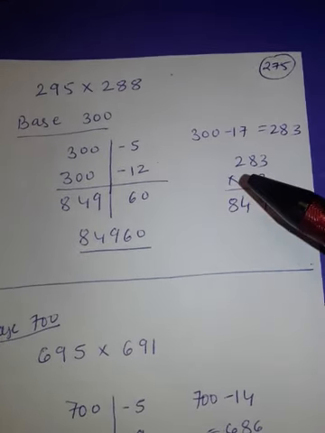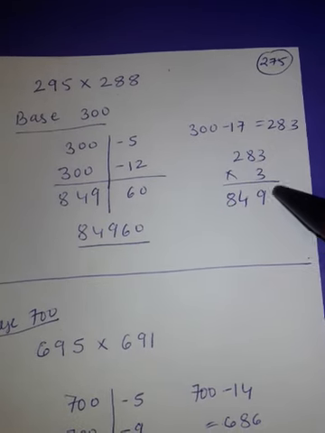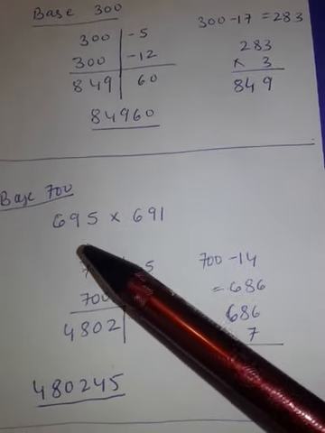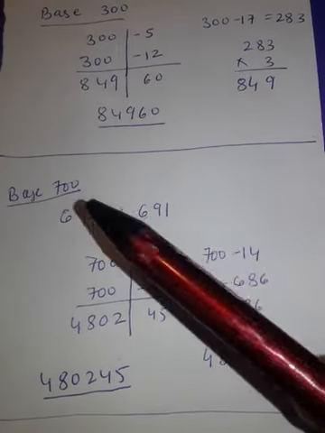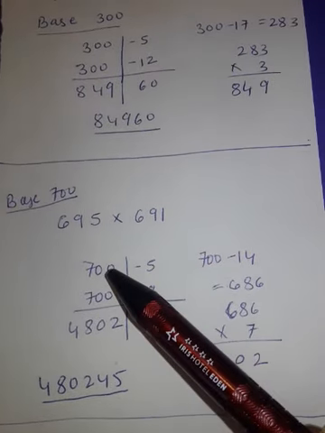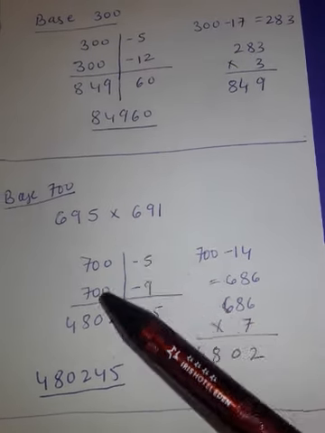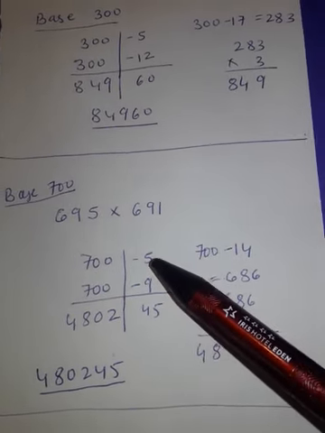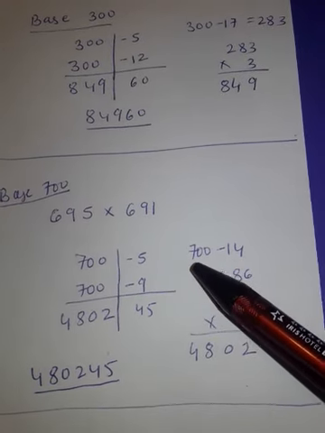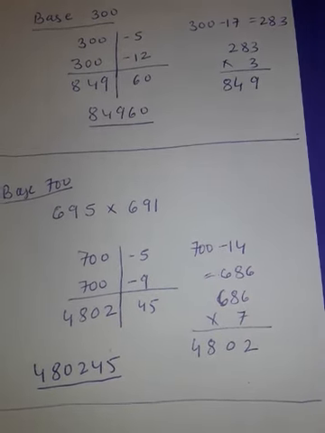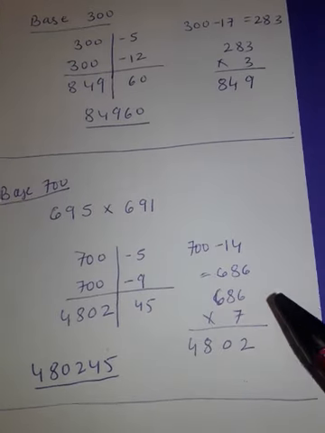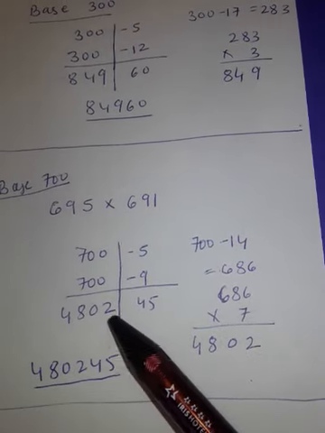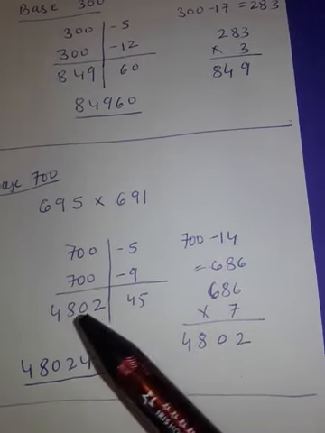Now as the base increases, this product also goes on increasing. Let's see. If we take base 700, 695 into 691, the base is 700. 695 is 700 minus 5. 691 is 700 minus 9. 9 5s are 45. Minus 5 minus 9 is minus 14. So 700 minus 14 is 686. Since the base is 700, you have to multiply 686 by 7. Their product is 4802. So that becomes your answer.